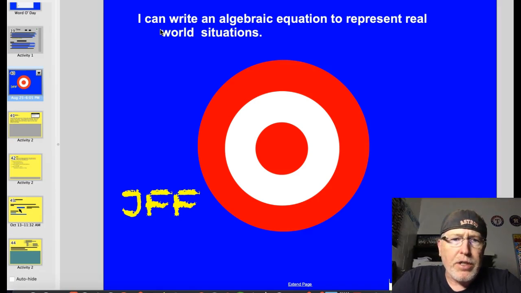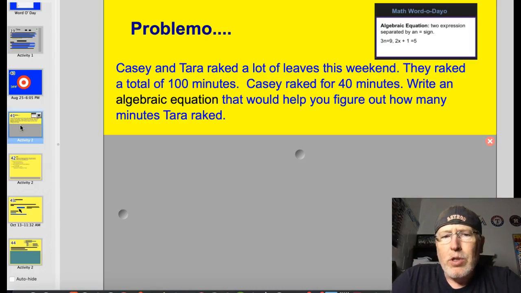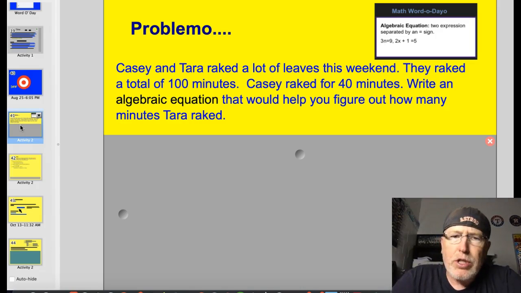Officially, our target: I can write an algebraic equation to represent a real-world situation. Let's take a look at this. So our goal tonight is to write an algebraic equation. I know we're all going to be tempted to solve it, and solving problems is easier than writing algebraic equations by a long stretch. So let's just go through this problem.